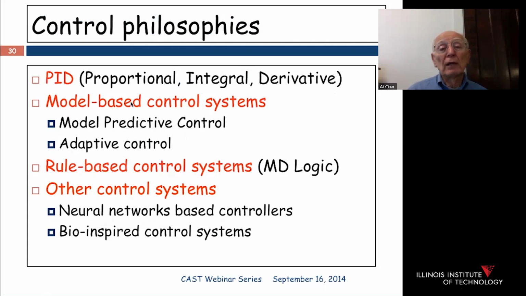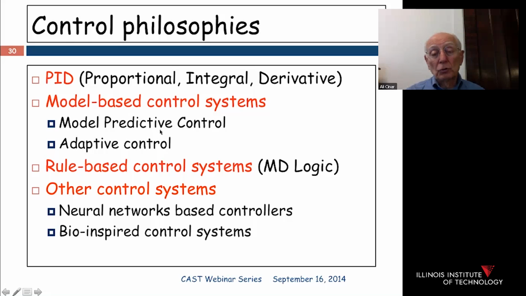So if we look at the control philosophies, one approach, the first one that has been looked into, was proportional integral derivative, the PID control. The second approach that has gained a lot of traction is model-based control systems. Model predictive control has been one way. Adaptive control has also been another option that some people considered, but it's nowhere near the popularity of model predictive control.